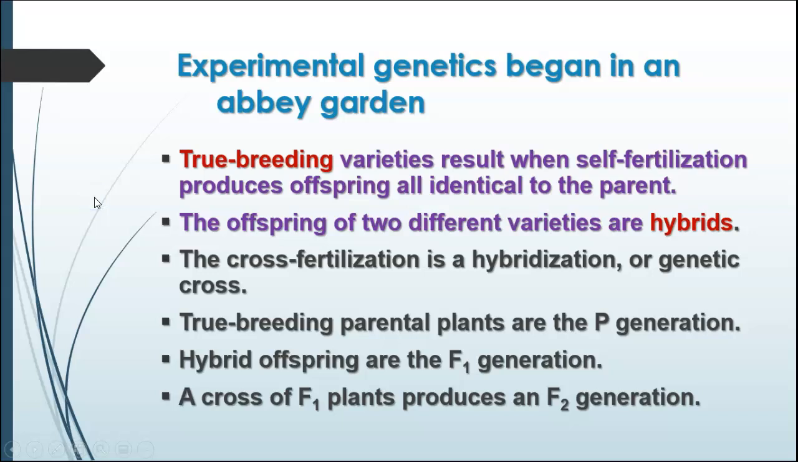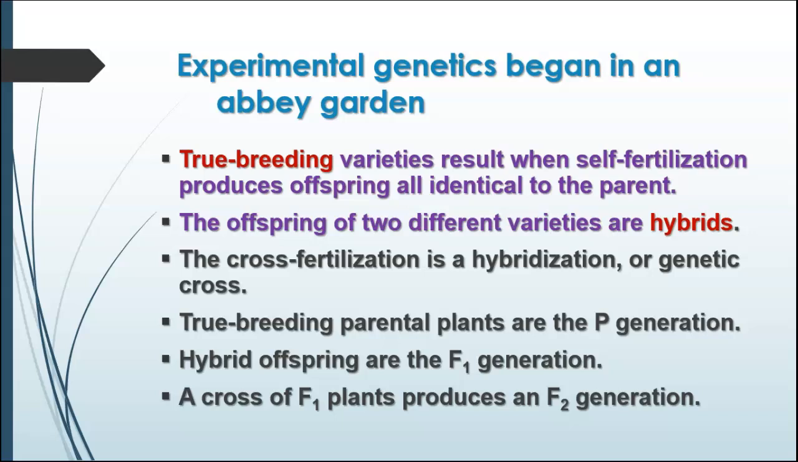He was working, first of all, with true breeding varieties. These are ones that, when allowed to self-fertilize, or self-pollinate in the case of peas, produce offspring that are identical to the parent. He cross-fertilized true breeding varieties for different traits and produced hybrids, the offspring of two different varieties. This cross-fertilization is called a hybridization or genetic cross.